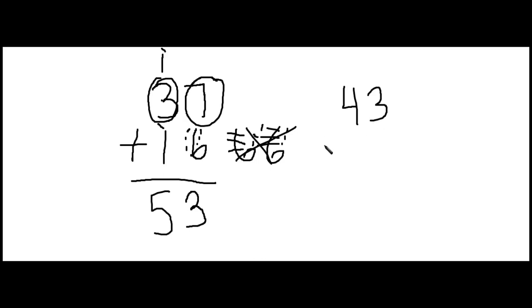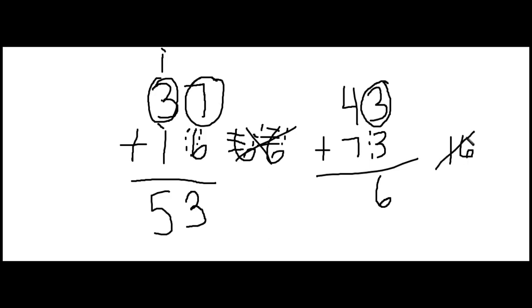43 plus 73. We're going to do our adding. You circle your big number. If 3 and 3 are equal, you circle the top one. So 3, 4, 5, 6. Write that down there. I do not put a 1 up here because it's only 6. It's not 16. Okay? Here I'm going to circle my big number.